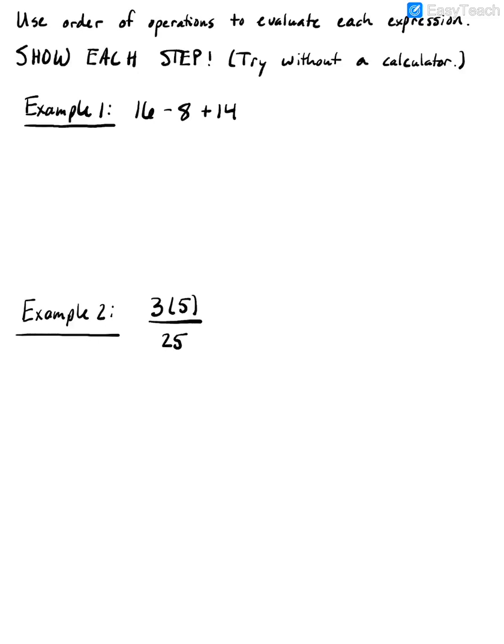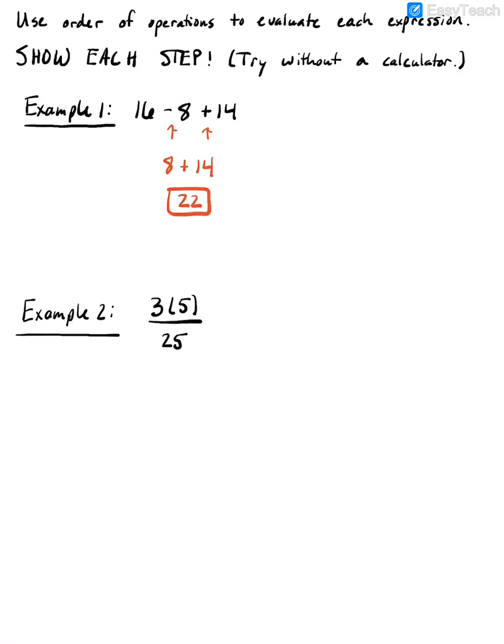So here I see that there's subtraction and there's addition, so there's nothing else other than that, so I'm going to take it from left to right, so 16 minus 8 goes first, and that gets me 8. And then from there, 8 plus 14 is the only thing left, so I get 22.